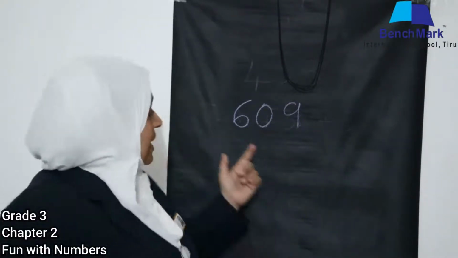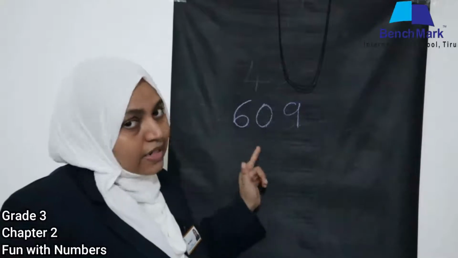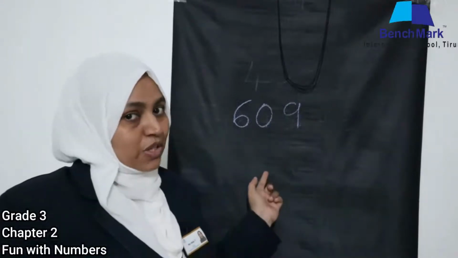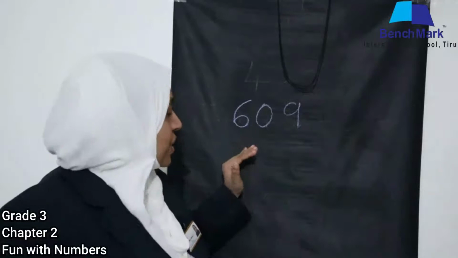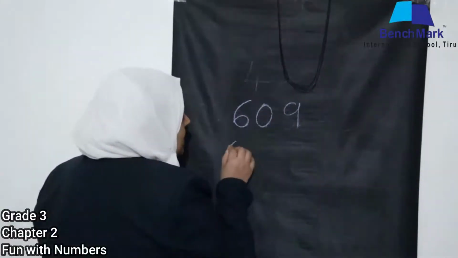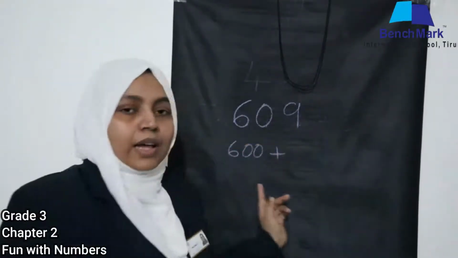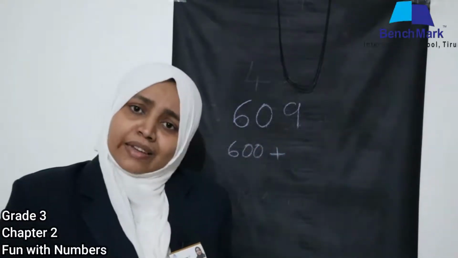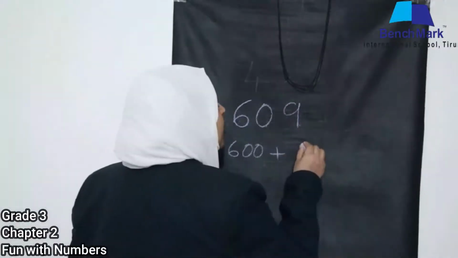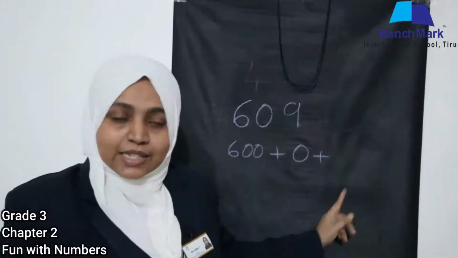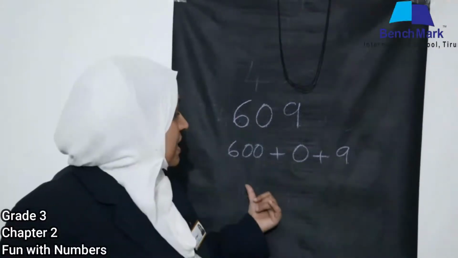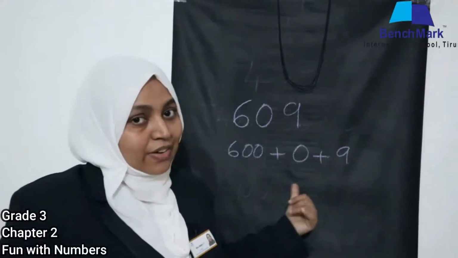609. How to read it? It is 600. 6 is in hundreds place. Is there anything in tens place? No, it is 0. 0 means nothing. So it is 609. How to expand this number now? 600 means 6 hundreds are there, plus what is there in tens place? Nothing. 0 is there in tens place. So there is no need to write anything there, or if you want, you can just write a 0. Plus in ones place we have 9. So 609 is 600 plus 9.